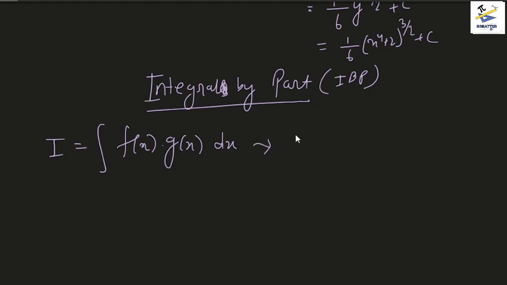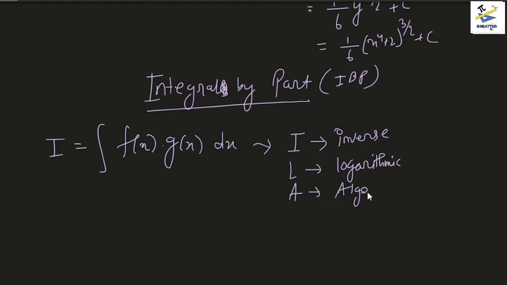The rule is something like this. The rule is called ILATE. I for inverse functions, L for logarithmic functions, A for algebraic functions. Algebraic functions means functions of polynomials like x cube, x to the power 4 plus 2 and something like that. Logarithmic is involving log, inverse is involving sine inverse x, cos inverse x, tan inverse x, like that. So they're inverse trigonometric functions. T is for trigonometric, and E is for exponential.